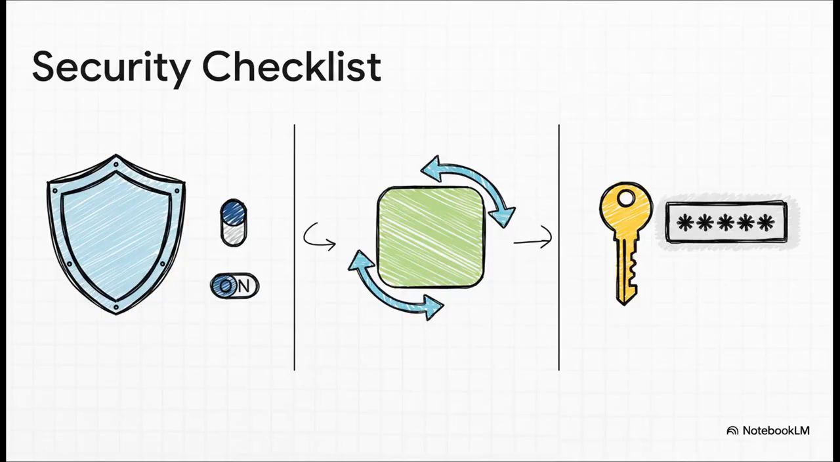This brings us to a really simple but incredibly powerful security checklist. Number 1, make sure your firewall is on. Number 2, always keep your software updated. Why? Because hackers are constantly looking for security holes, and those updates are what developers release to patch them up. And third, please use strong and unique passwords for your accounts. These 3 simple habits are the absolute foundation of staying safe online.